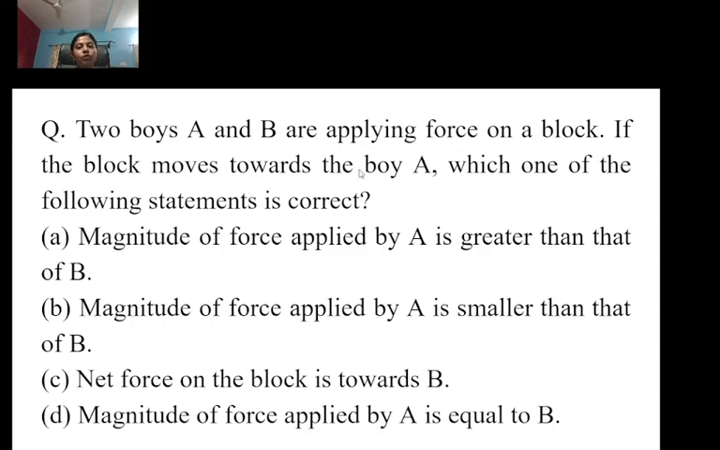Now student, two boys A and B are applying force on a block. If the block moves towards the boy A, which one of the following statements is correct? Magnitude of force applied by A is greater than that of B. Magnitude of force applied by A is smaller than that of B. Net force on the block is towards B. Magnitude of force applied by A is equal to B. The answer: magnitude of force applied by A is greater than that of B.